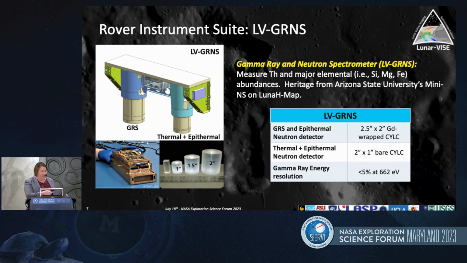We have a 2.5-inch diameter detector that's sensitive to gamma rays, as well as epithermal neutrons. And then we have a 2-inch diameter detector, which will give us the ability to measure thermal and epithermal neutrons. This system has heritage and draws from the Mini Neutron Spectrometer on LunaH-Map.